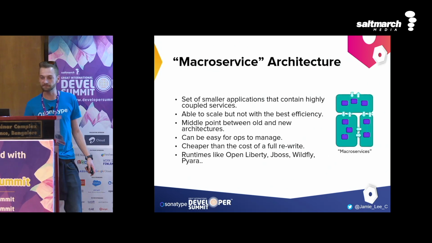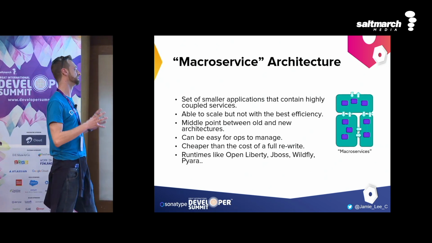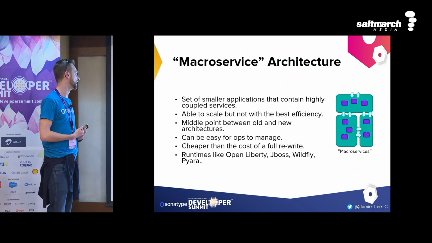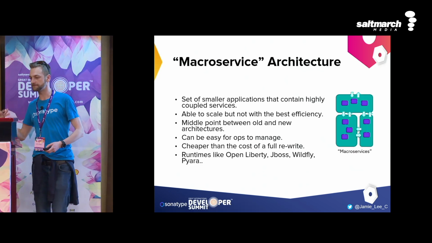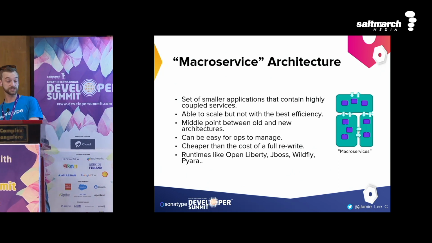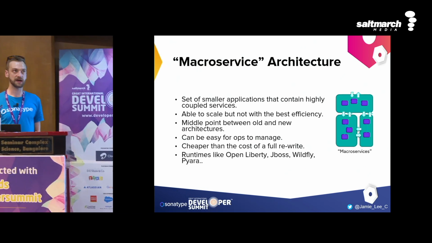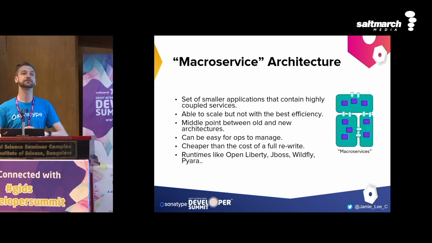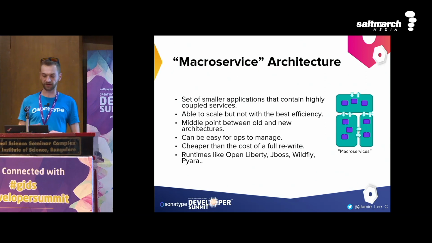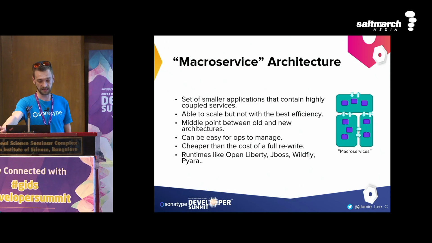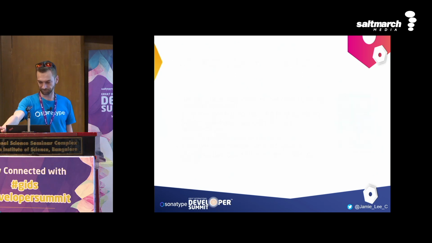Then we moved into the macro service architecture, which, like I said, is basically where you get really highly coupled services in a monolith that you can't break apart. It's able to scale, but not quite with the efficiency of a function as a service or a microservice. They can be a lot easier to manage than microservices because obviously you don't have as many of them. And they're obviously a lot cheaper than the cost of a full rewrite to get your monolith to microservices. And runtimes for this would include stuff like Open Liberty, possibly JBoss, WildFly, and things like Payara.